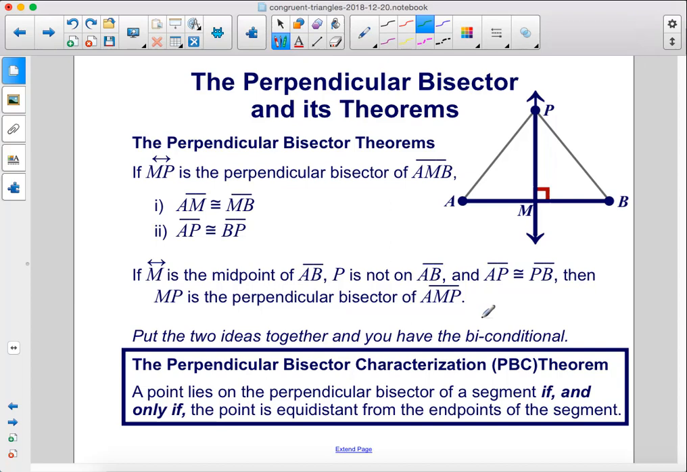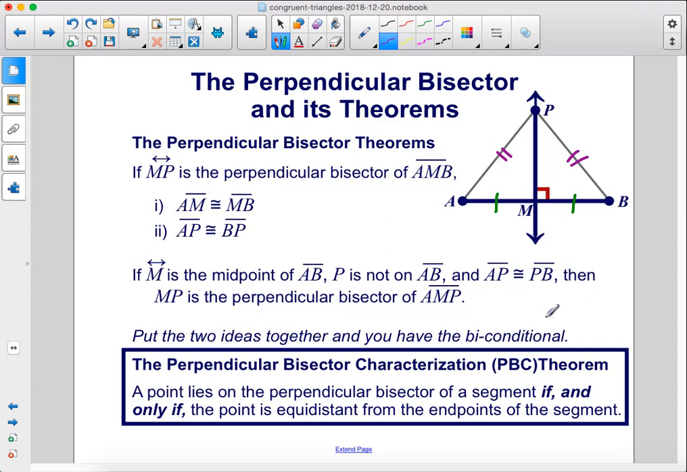The perpendicular bisector theorems. If MP is the perpendicular bisector of AB, then AM is congruent to MB, and AP is congruent to BP. If M is the midpoint of AB, and P is not on AB, and AP is congruent to PB, then MP is the perpendicular bisector of AB.